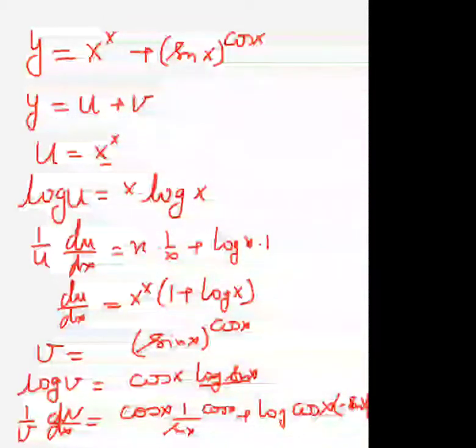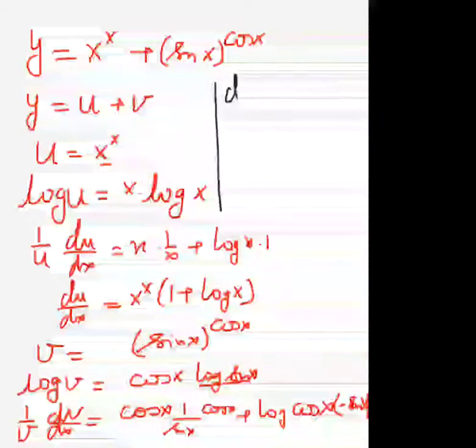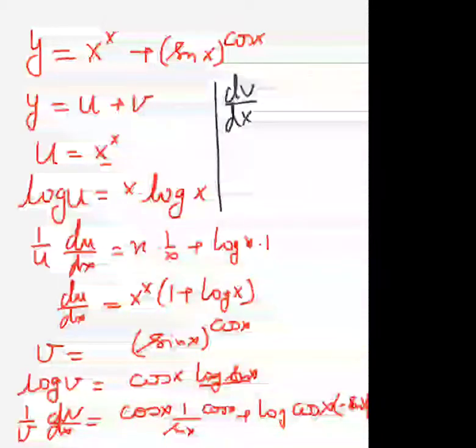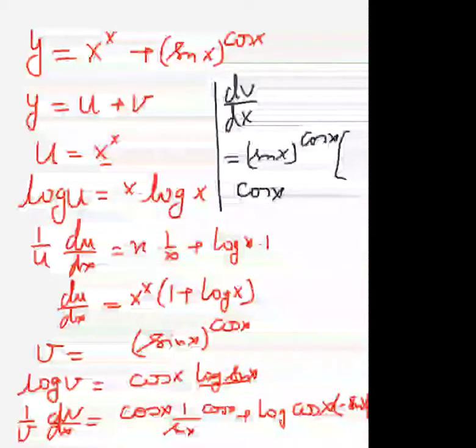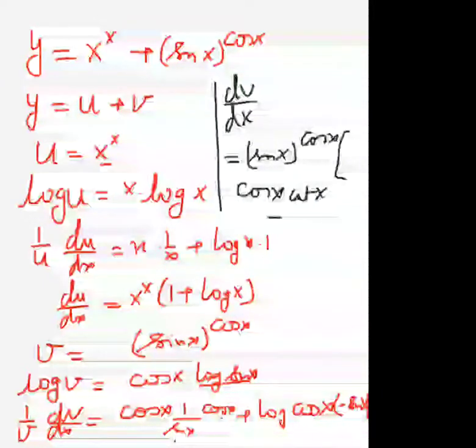Its value I'm writing with the black pen over here. So it will be dv upon dx equals v times, meaning (sin x) to the power cos x, after this bracket: cos x into cos x upon sin x, that is cot x, minus sin x log sin x.